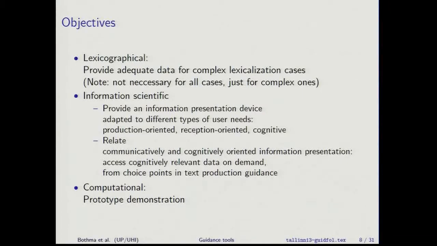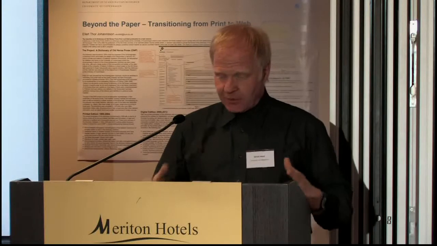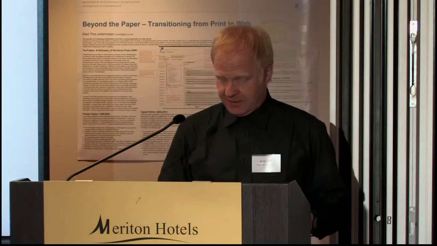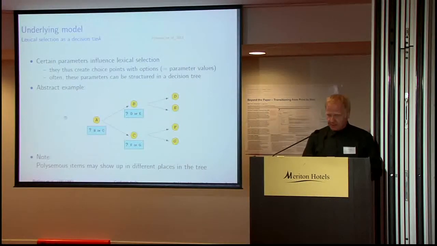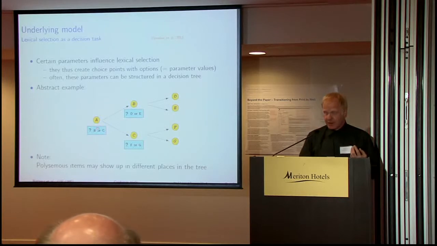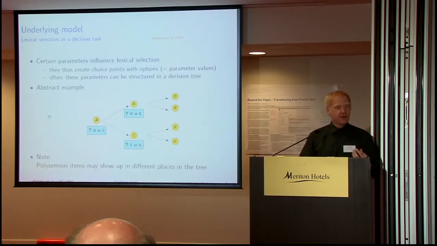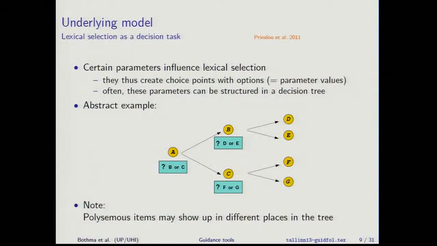So lexicographically speaking, as I said, we want to provide adequate data for such complex lexicalization cases, and we want to do that with a relatively generic but situation-adapted presentation device. The underlying model is largely graph-based, and in this case, basically tree-based. So if you have a situation where you want to lexicalize a certain concept, you might have a choice between 2 options, and depending on which one you have chosen, there may be further options available. So imagine these things as having this kind of tree-like shape.